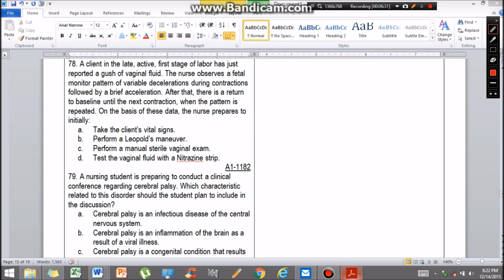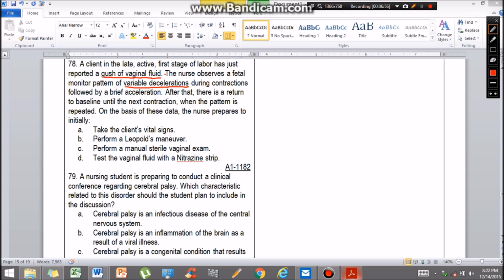78. A client in the late active first stage of labor has just reported a gush of vaginal fluid. The nurse observed a fetal monitor pattern of variable deceleration during contraction followed by brief acceleration. After that, there is a return to baseline until the next contraction, when the pattern is repeated. On the basis of this data, the nurse prepares initially to.